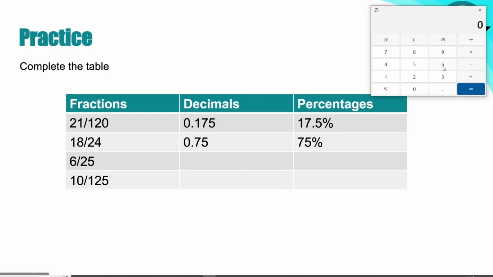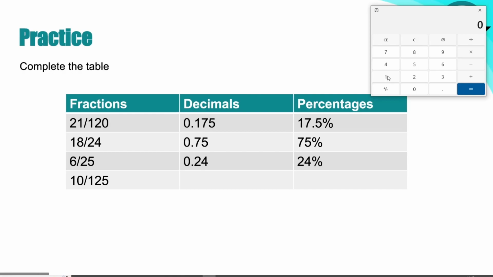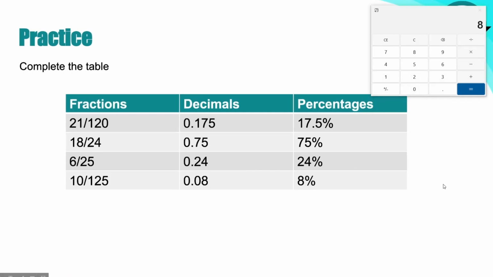Again, we can do that with 6 divided by 25, gives us 0.24, times that by 100 gives us 24%. And the final one, 10 divided by 125 gives us 0.08, times that by 100 gives us 8%. It's as easy as that to convert them. So it's your top number divided by the bottom, which will give you the decimal value, times it by 100 to turn it into a percentage.